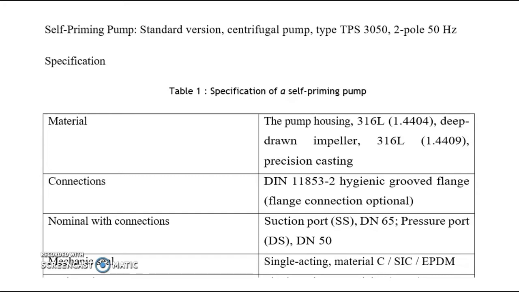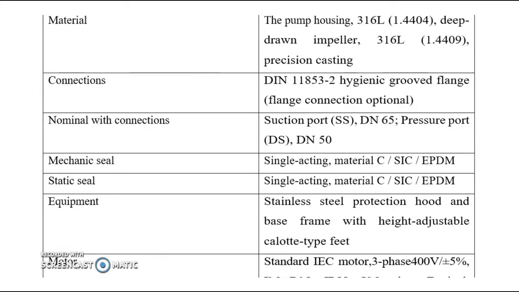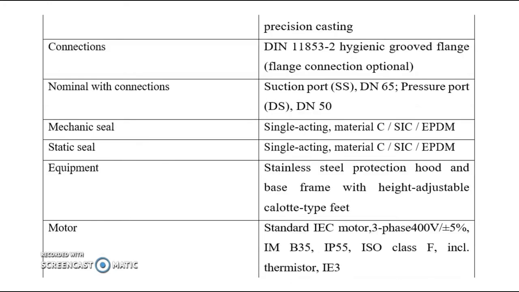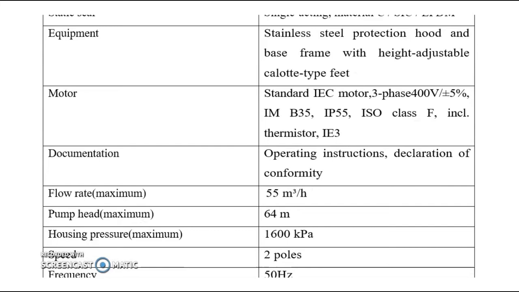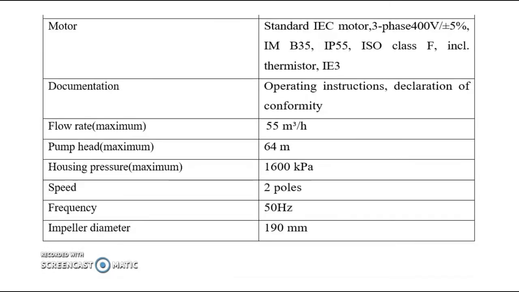For the self-priming pump, model standard version centrifugal pump type TPS 3050 2-pole 50 Hz, here is the list of its specification. The pump housing capacity is 316 liter and it is made up of stainless steel protection hood and base frame with high adjustable Calute type feed. This pump uses a 3-phase standard IEC motor with a maximum flow rate of 55 m3 per hour, maximum pump head of 64 meter, maximum housing pressure of 1600 kPa and 190 mm impeller diameter.